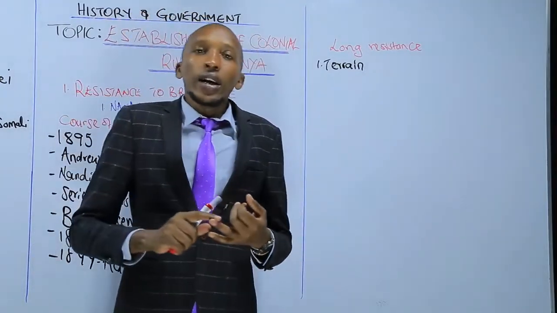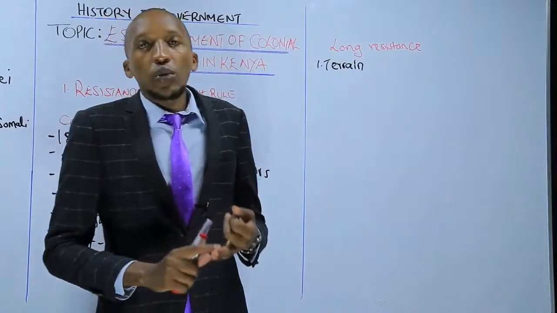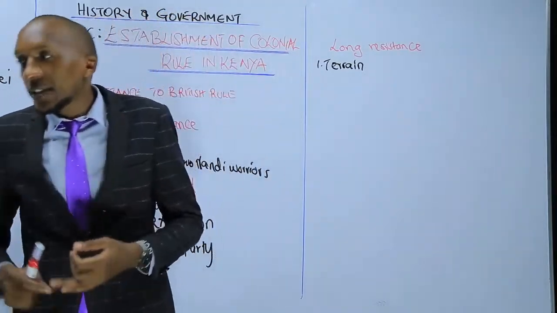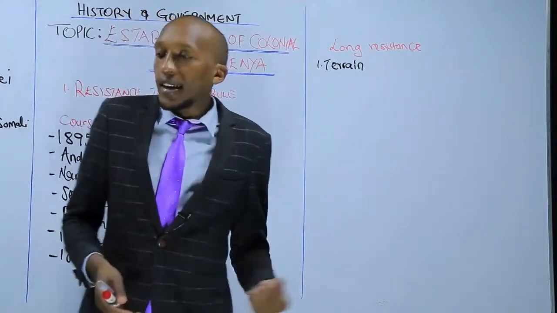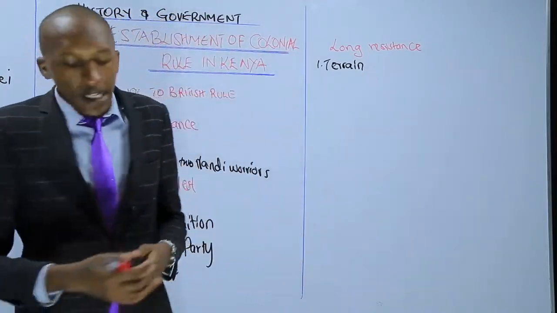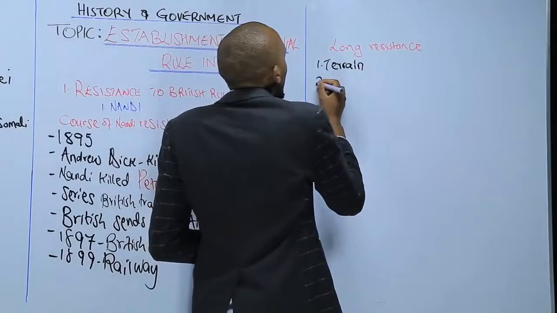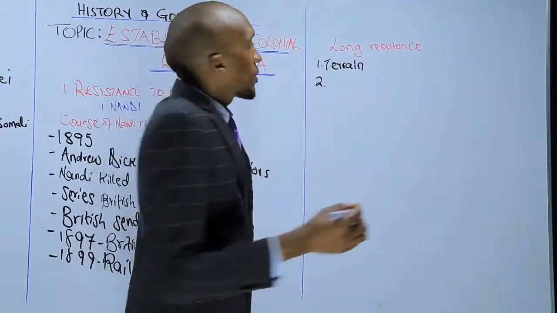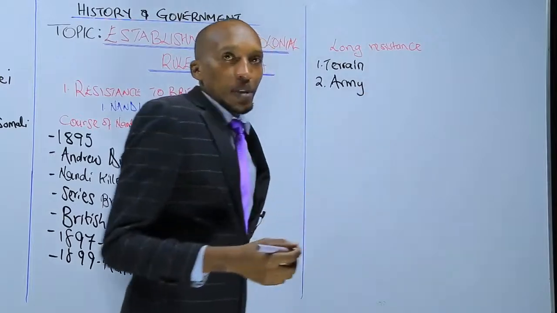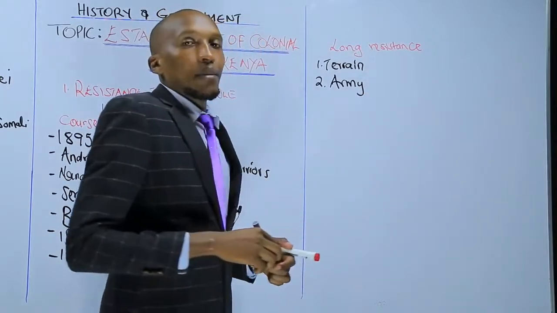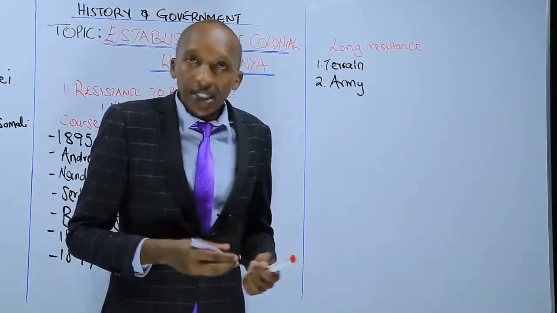The Swahili and the Somali and the Indians who were coming to help the British could not be able to understand that terrain. So that gave them an advantage. Another reason why they put on a long resistance was their army. They had a very large army that was provided by the age-set system.